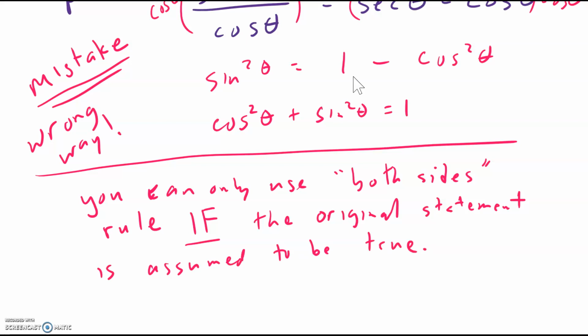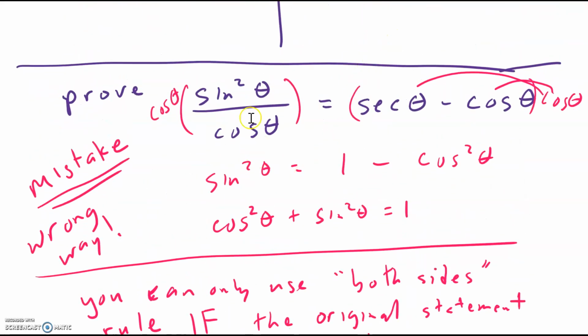Okay, so there's where the circular reasoning comes in. I was saying I assume this part in purple, sine squared over cosine equals secant squared minus cosine. I was assuming that to be true. Therefore, I can do something to both sides, etc., etc., etc. So that's the flaw in the logic there.